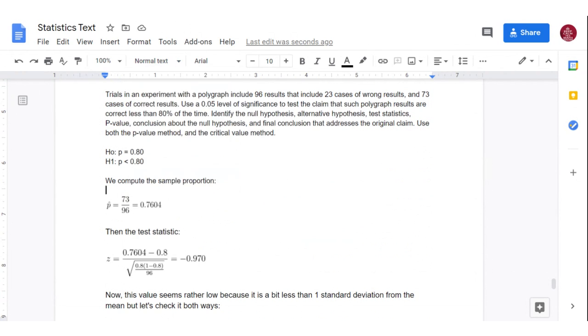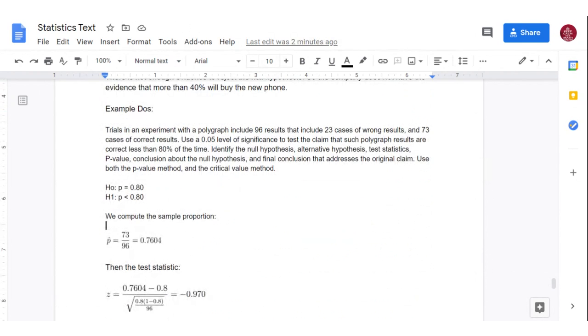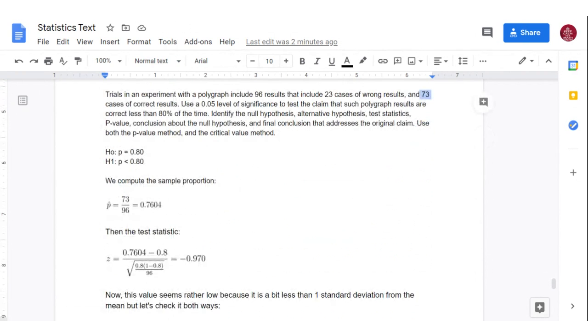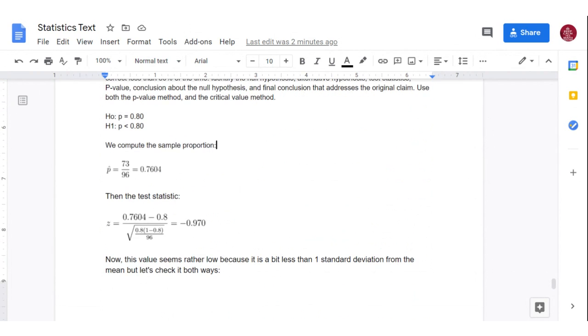Okay. So we're going to compute the sample proportion, which is out of 96 cases, there were 23 wrong cases and 73 correct. So we're using 73 because we want to find the proportion that's correct. So 73 over 96 gives us 0.7604. And then we do our calculations with that, contrasting it against the 0.8. That's what we're testing it against.